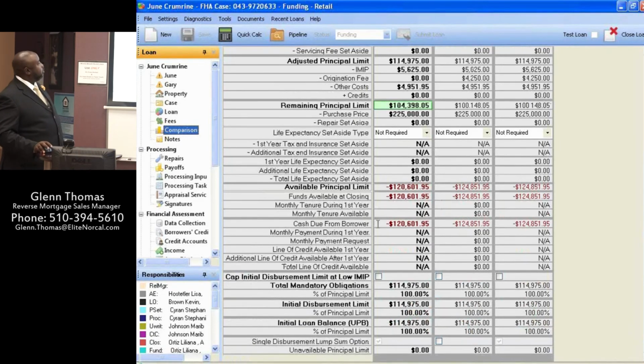So on this one, this is what the borrower had to bring to closing. Purchase price was $225,000. They had to bring $120,000 to closing. Like I said, they just closed this loan. They're going to be living in the house, not having to make a monthly payment.